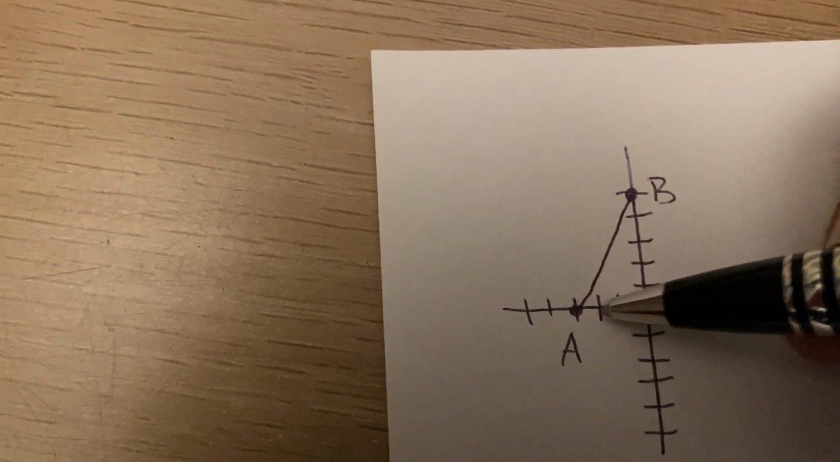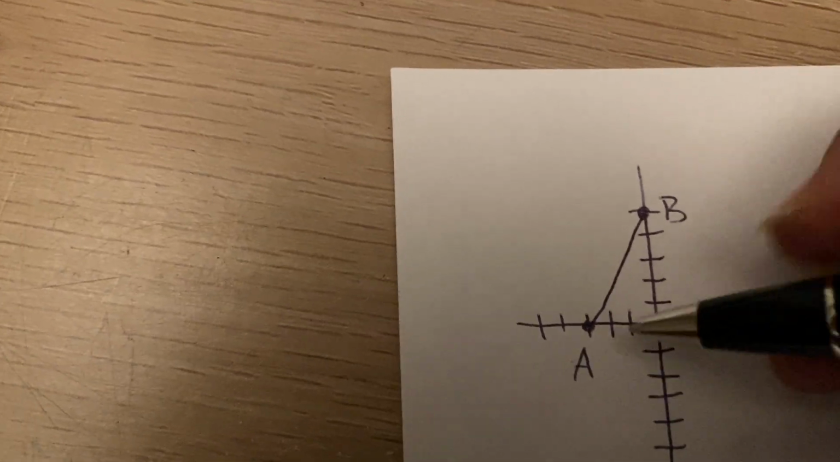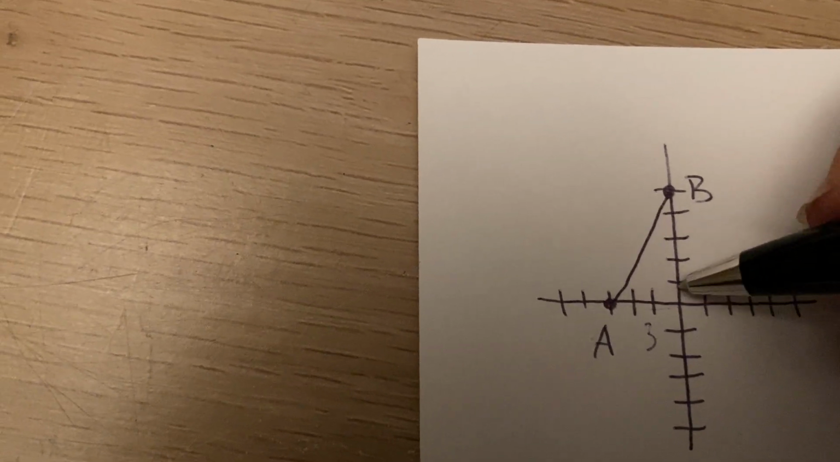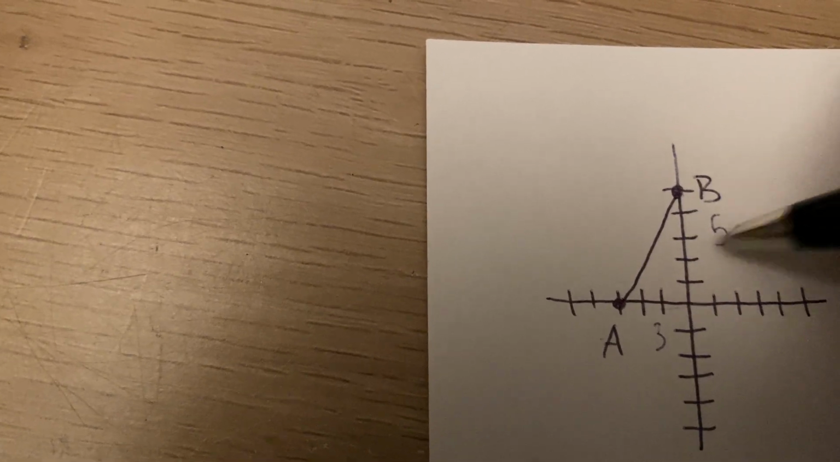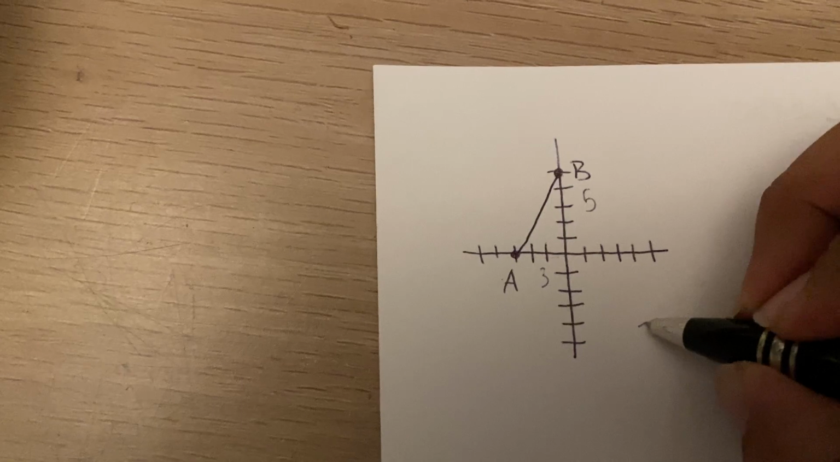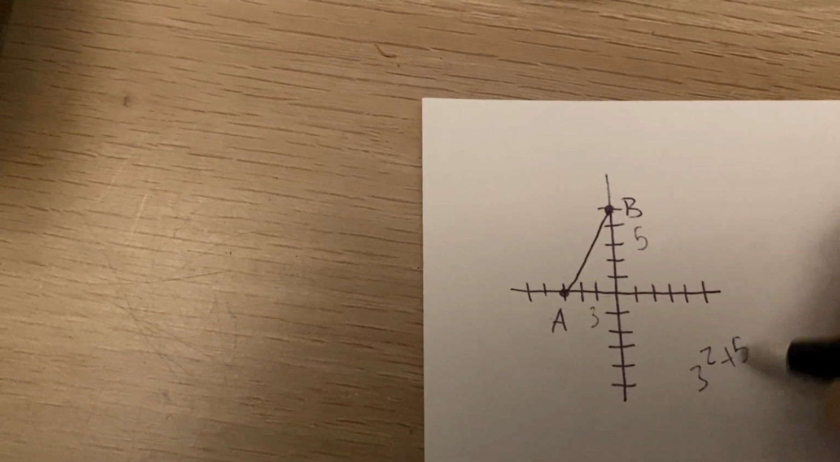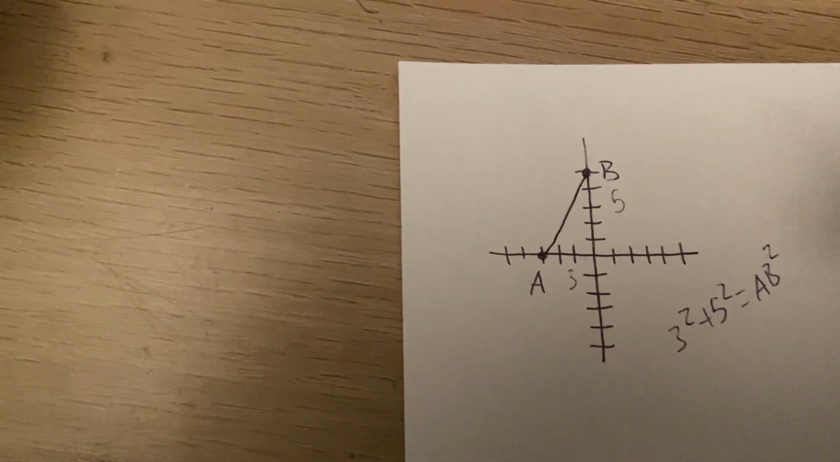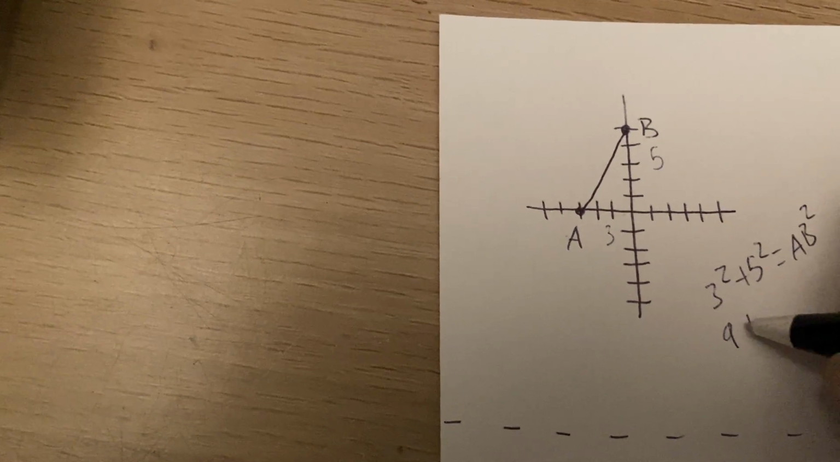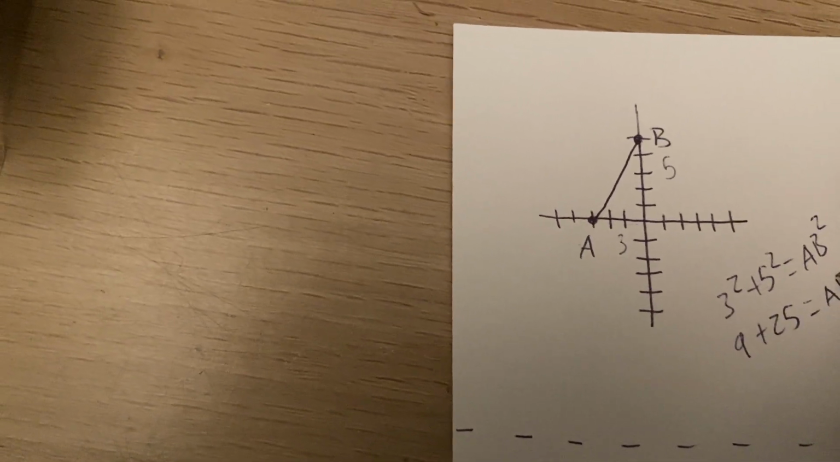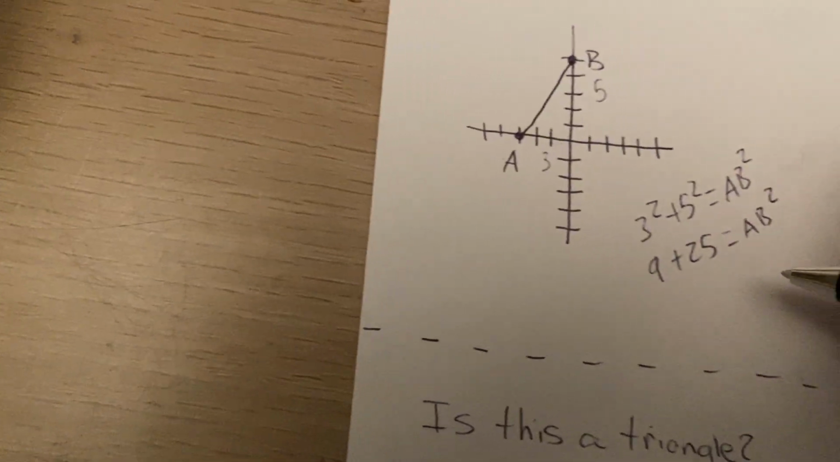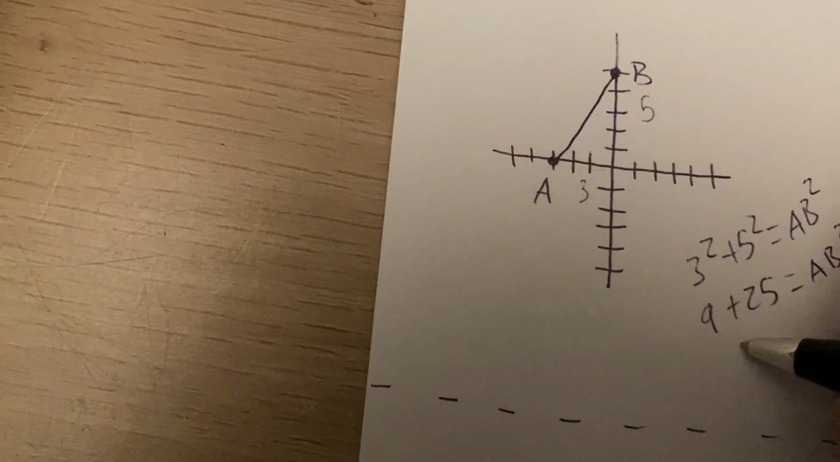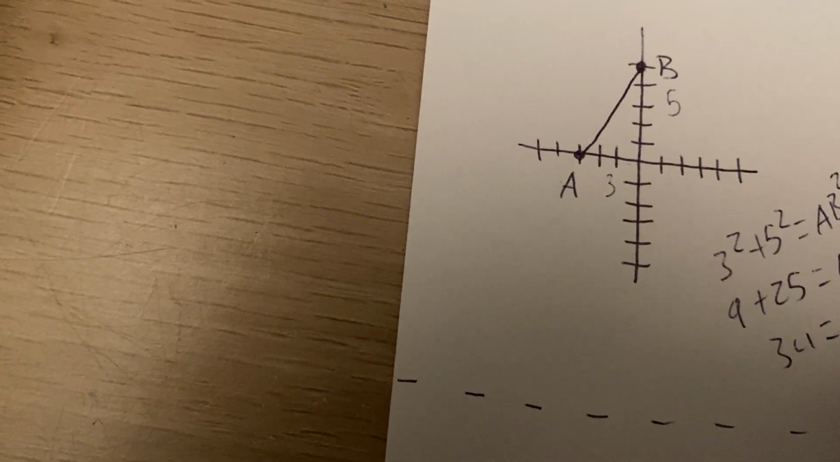So we have the distance from here to there. So that's 1, 2, 3. And so that's going to be 3 down here. And then 1, 2, 3, 4, 5. That's going to be 5 there. So now I have 3 squared plus 5 squared will give me the length of AB squared, right? So now we have 9 plus 25, that's 34, equals AB squared.